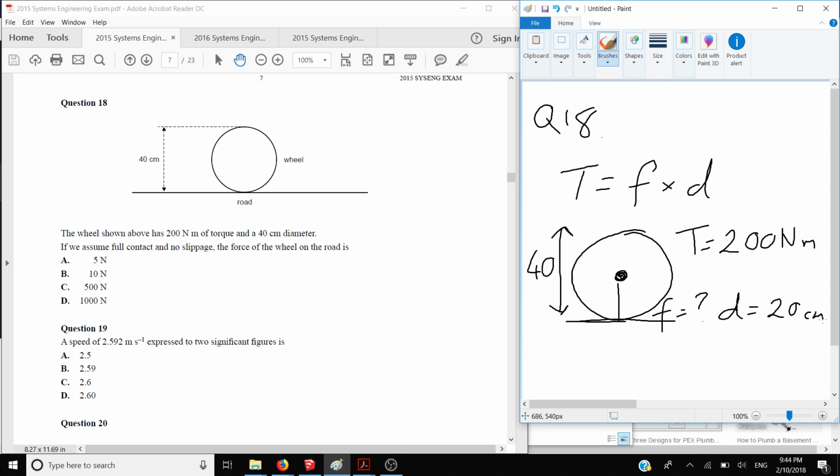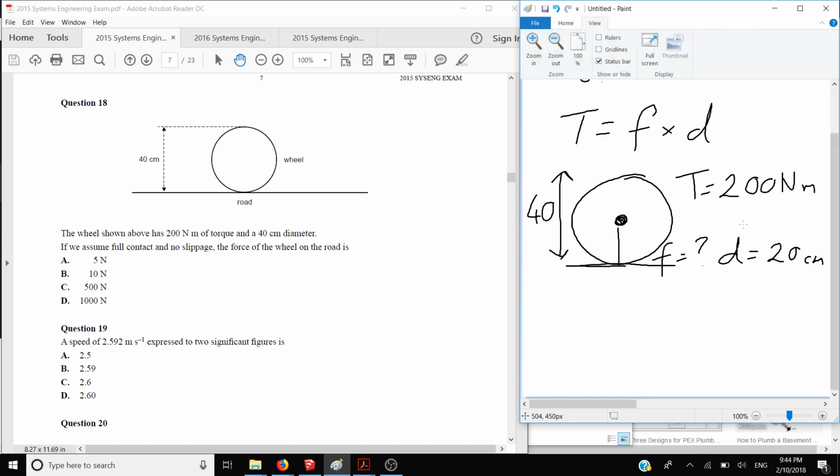So we know we only have one unknown, which is force, right? So we need to rearrange our equation to get force on its own. So torque equals force times distance. What are we doing again? We're trying to find force. So now we can rearrange that as force equals torque divided by distance.